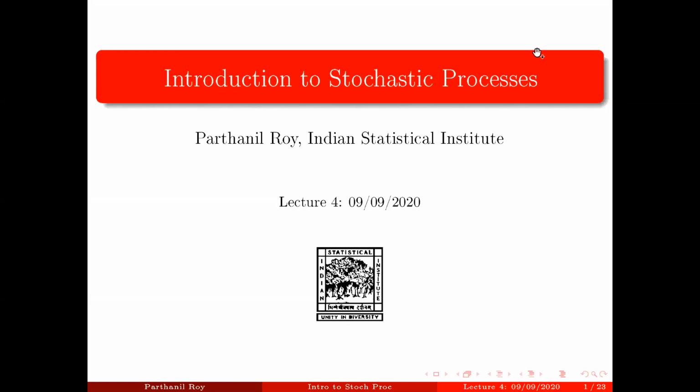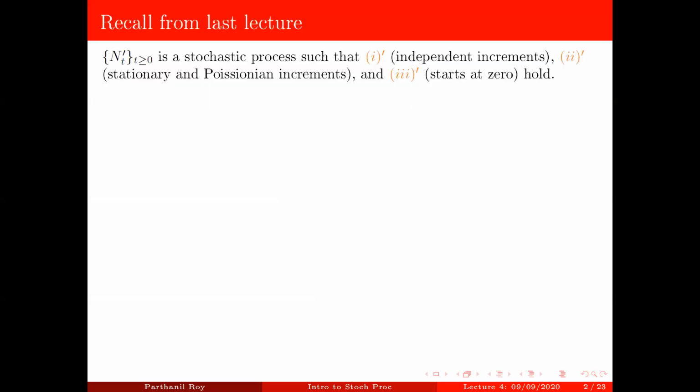Okay, so let me start from where we stopped last time, but then we will do a little bit of recap. So we start with a continuous parameter stochastic process such that 1 dash, 2 dash and 3 dash hold. 1 dash being the independent increments property, 2 dash being the stationary and Poissonian increments property, and 3 dash being the process starting at 0.